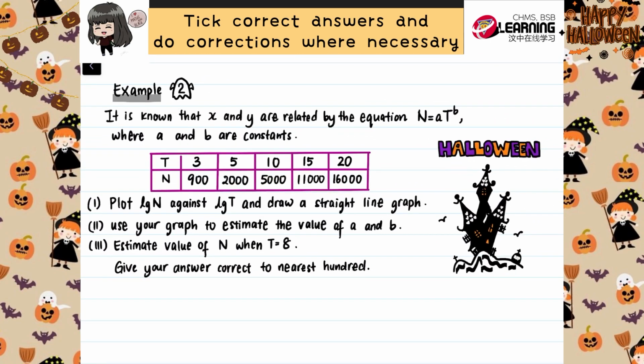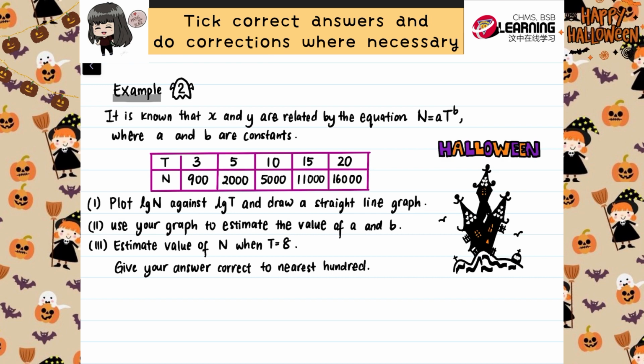Today we're going to include log. Hey, log. Right, so it is known that x and y are related by the equation, where a and b are constants. So this time, you don't see y and x, right? But of course there are variables there which we can treat like x and y. Here they mentioned that a and b are constants, which means that the variables will be n and t. It's already shown here, this is your n and t.